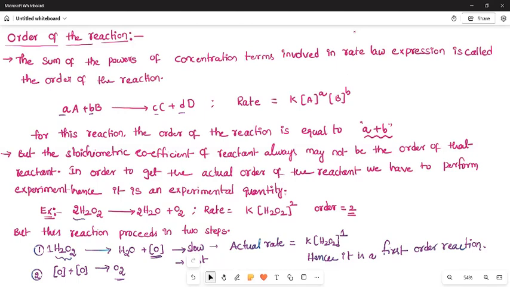And one more point is that order of the reaction is for the entire reaction, not for single steps. There may be so many steps in that one, but order of the reaction will cover the entire reaction. But molecularity of the reaction covers every step, whether it may be slow step or fast step, you can give the molecularity of that reaction.